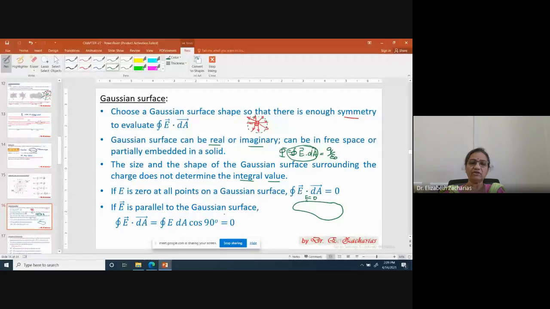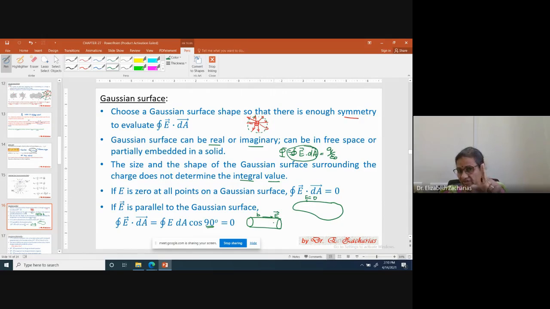parallel to a Gaussian surface, what do I mean by that? If the electric field is parallel to a Gaussian surface, E dot dA is 0 because theta is 90 degrees. Like you remember the cylinder and surface B. So what did we have here? We had our electric field. Electric field was parallel to the surface.